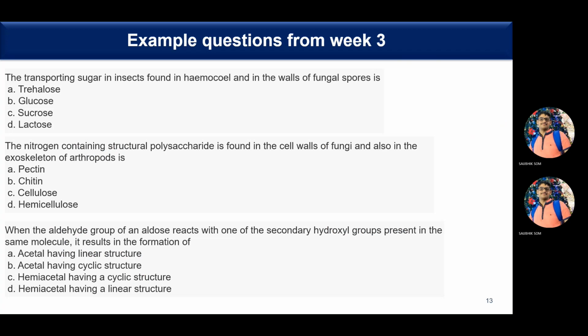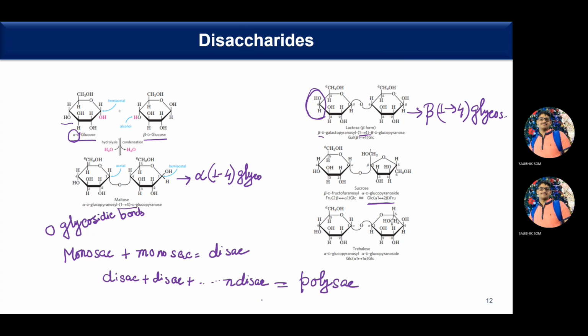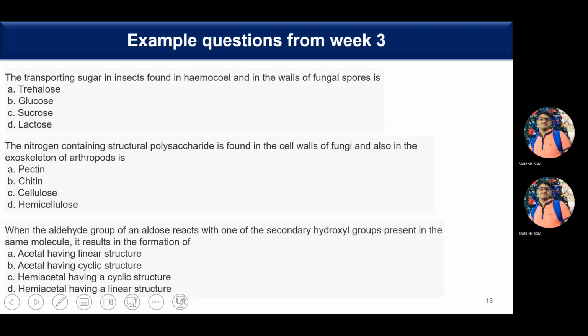Anything I am missing here? I have discussed everything here. The transporting sugar in insects found in hemolymph and the walls of fungal spores. It's again a remembering question. I don't have anything to explain here. This is trehalose, correct? The nitrogen containing polysaccharide found in cell walls of fungi and also in the exoskeleton of arthropods is chitin.